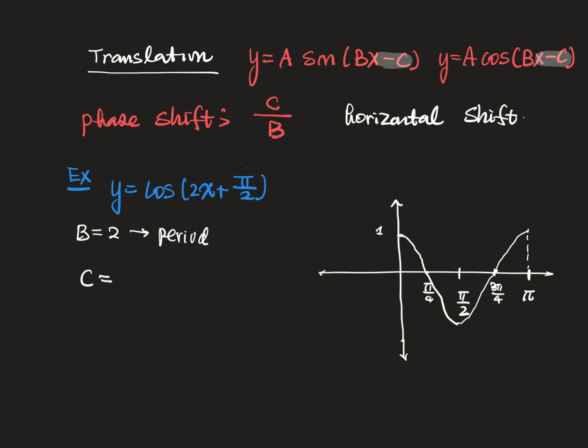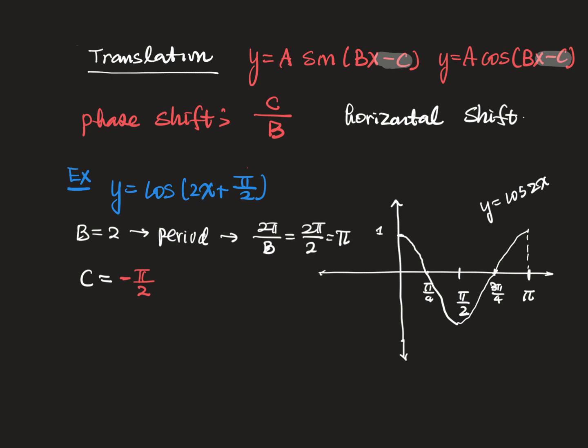The C value is going to be, very careful, here is a positive, so the C value is negative pi over 2. Opposite sign, okay? So when you see B is 2, that's the period. The period is 2 pi over B. That's 2 pi over 2, that's pi. So I already sketched the graph of y equals cosine 2x.